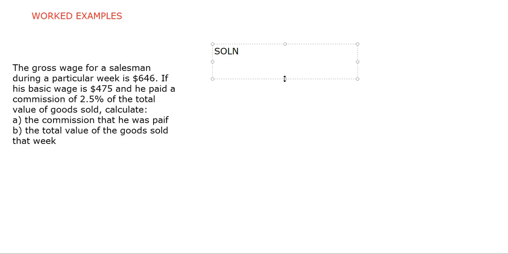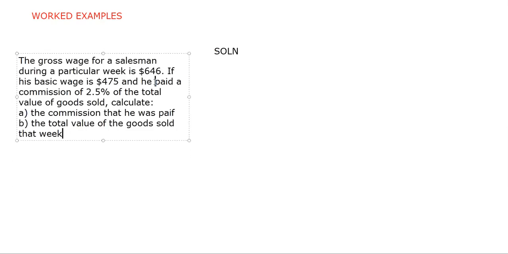This question here is an example of commission. The gross wage of a salesman during a particular week is $646. If his basic wage is $475 and he is paid a commission of 2.5% of the total value of goods sold, calculate A, the commission that he was paid, and B, the total value of the goods sold. So it's like they want us to work backwards here.